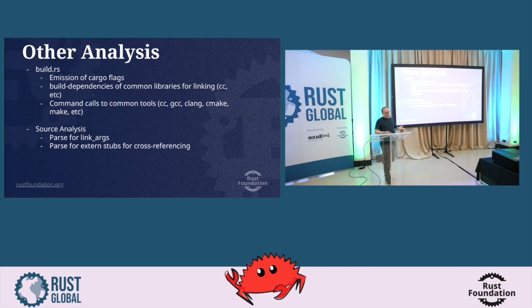And then finally, a source analysis, both on build.rs and on the entirety of the crate. And this is walking it through rust-analyzer and syn and analyzing, does it have link args being pulled in? Does it have a bunch of extern stubs that it's using to link things in? And this at least lets us start drawing a picture of what this looks like.